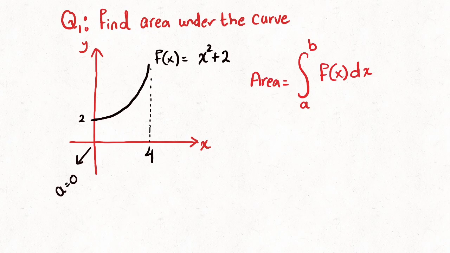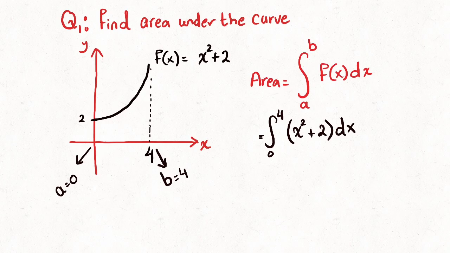Now you will integrate, the answer will be x cubed divided by 3 plus 2x, but we don't forget that we have to deal from 0 to 4. Basically you will substitute with the 4 value minus the substitution with the 0 value. You find the answer, and that answer will be the area.